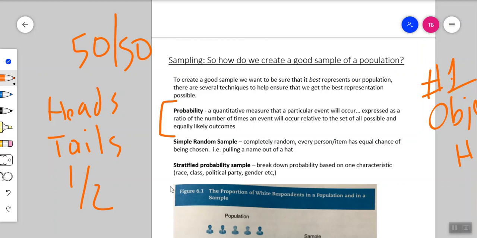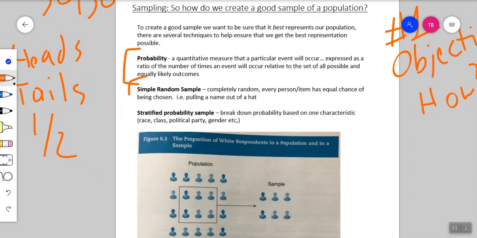There are different levels of this. A simple random sample might be the easiest one, and the easiest to do if you were in a small group. It is a completely random sample. This is a way to be objective, in that every person or item has an equal chance of being chosen. The example they give here is pulling names out of a hat. If we're sitting in a classroom with 30 people, put everyone's name in a hat, and I wanted to choose 5 students to be part of my group, I would just randomly choose 5 names out of that hat. So every single student in the class had an equal chance of being chosen.